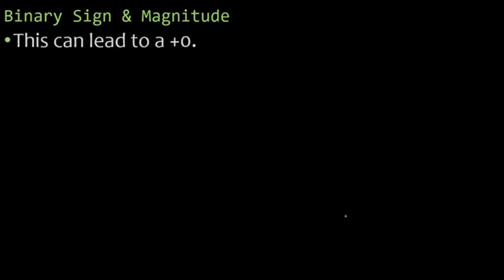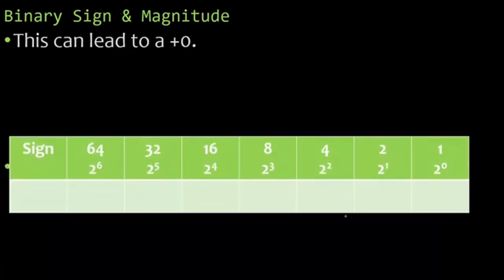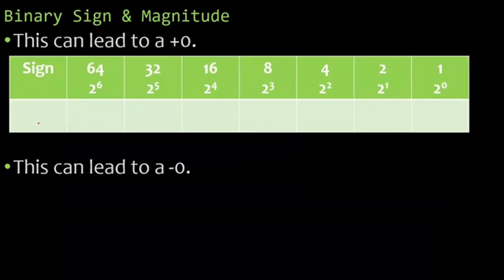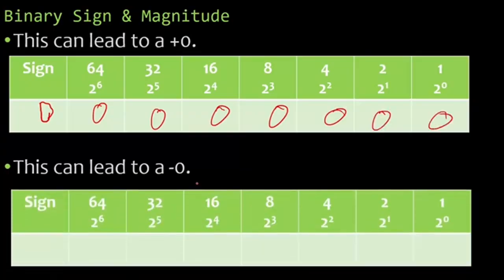We've got to talk about why you don't want to use binary sign and magnitude. It can lead to a positive 0, and you may be saying, well, how in the world can you have a positive 0? What about a negative 0? Here's how you get a positive 0. My sign would be a 0, and all of these would be 0. In binary sign and magnitude, that's a positive 0. For a negative 0, my binary value is all zeros again, because I don't have any of these values, but it's a negative 0. That means my sign is a 1. That's how you can get a positive and negative 0.